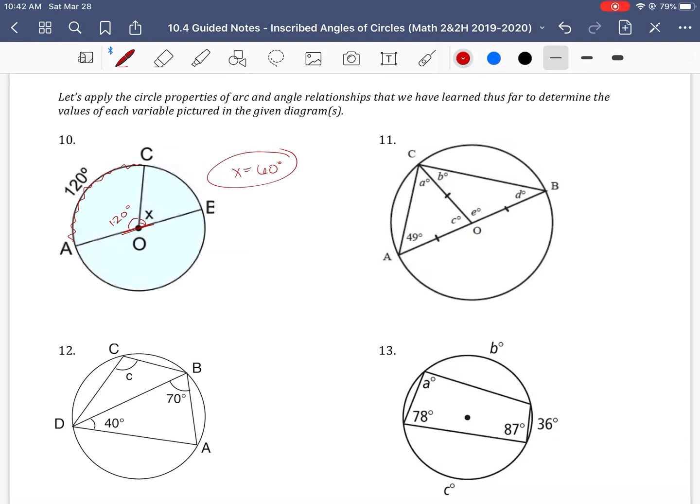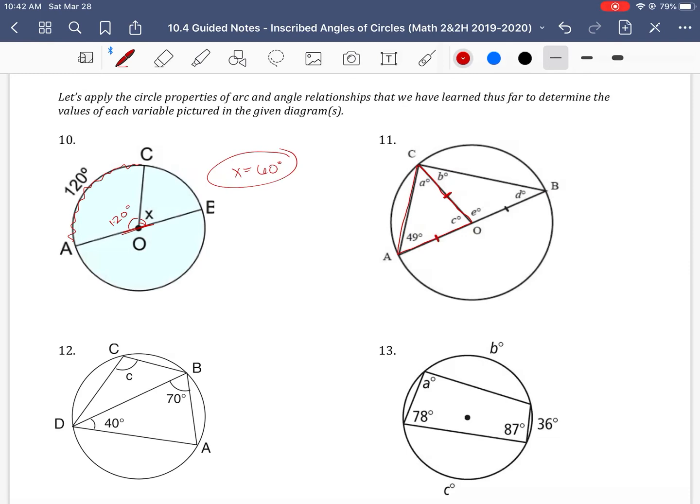Number 11 looks a little more tricky. But again, we just work with what we know, and then we build from there. So one thing you can do is just look at the little shapes that are inside of here. So notice there's a triangle. See this triangle? This is a radius. This is a radius. That guy's isosceles, just like in the last video.